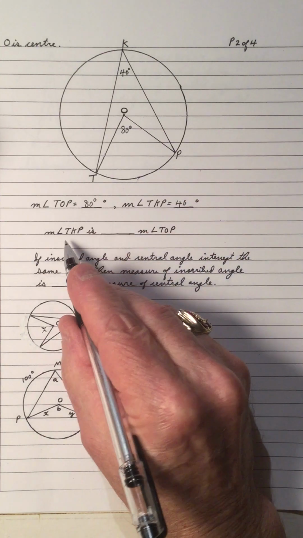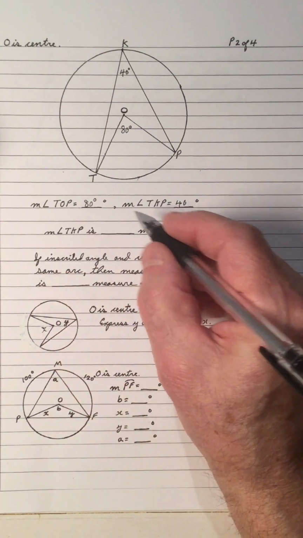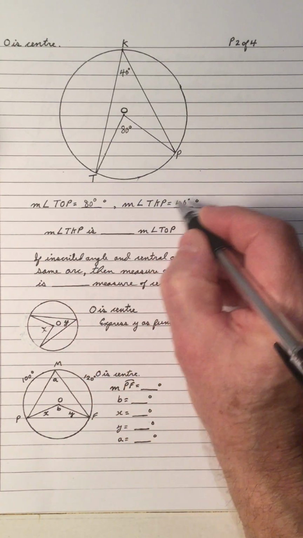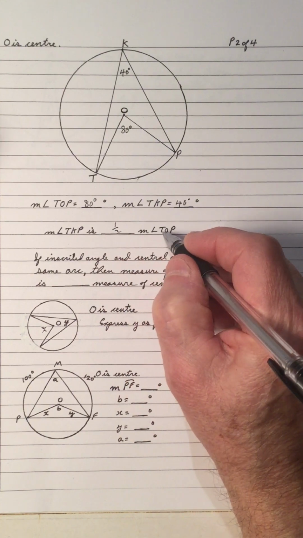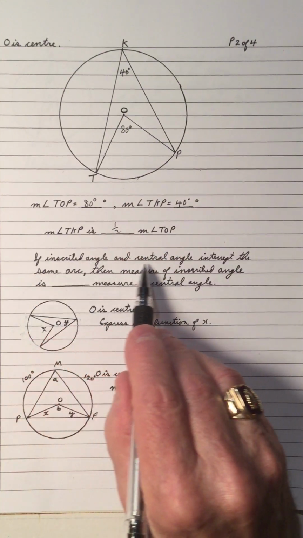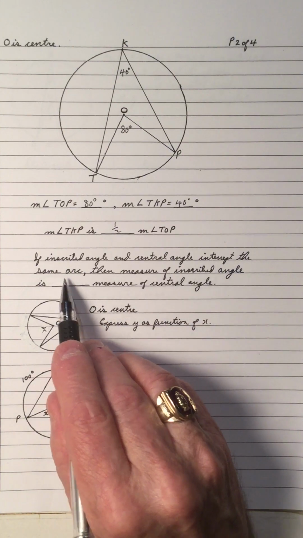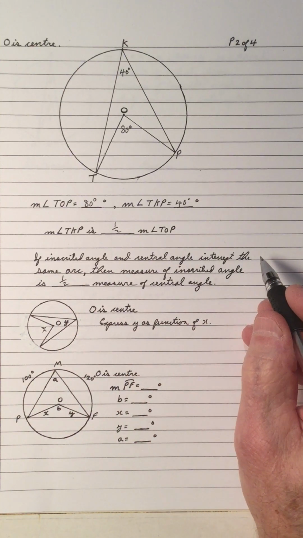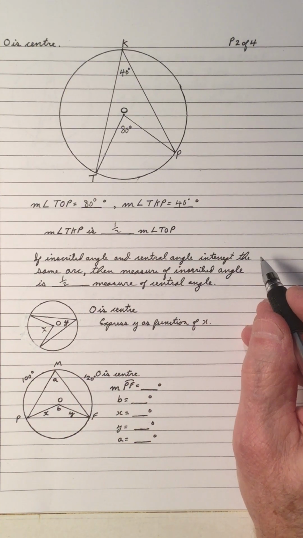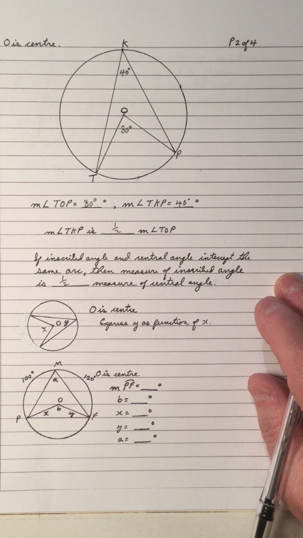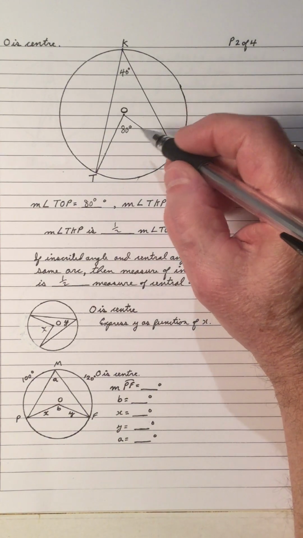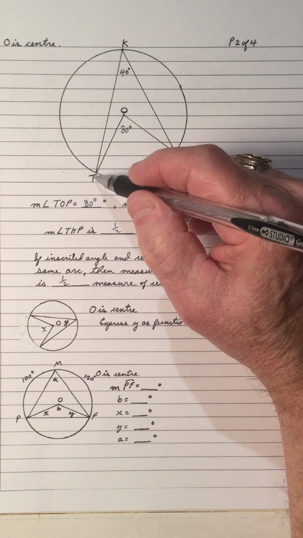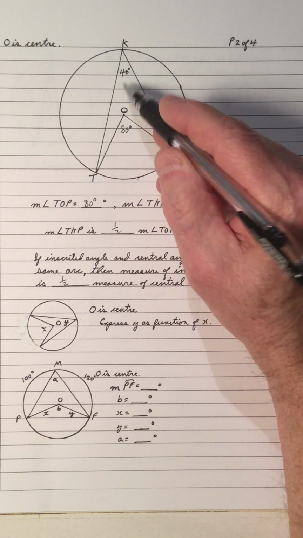So the angle TKP in relation to angle TOP: the measure of TKP is half the measure of TOP. If an inscribed angle and the central angle intercept the same arc, then the measure of the inscribed angle is half the measure of the central angle. That's a property we have to keep in mind when we're looking at circles. The central angle is twice the measure of the inscribed angle when they intercept the same arc, or the inscribed angle is half the central.